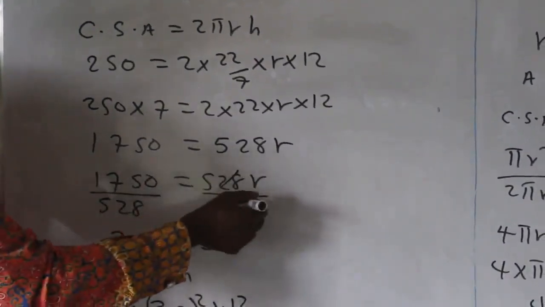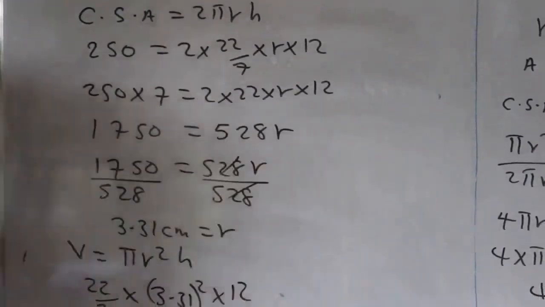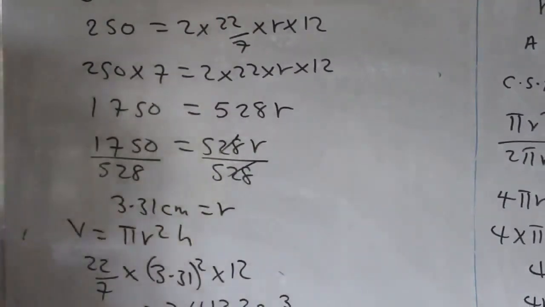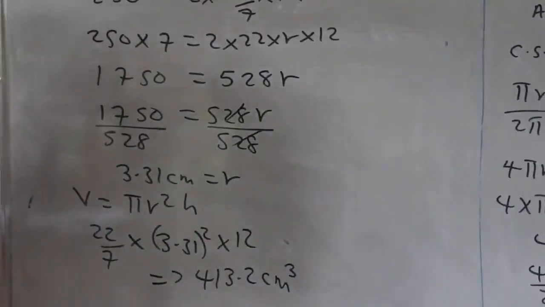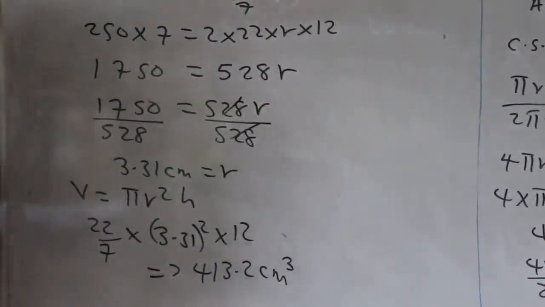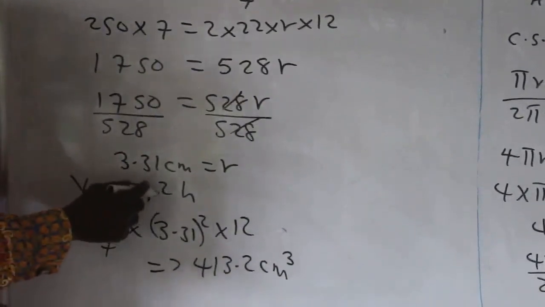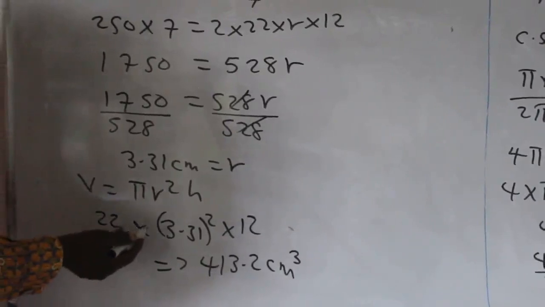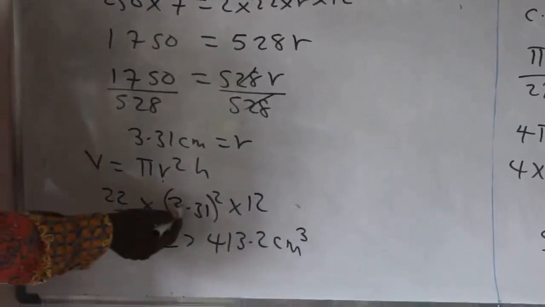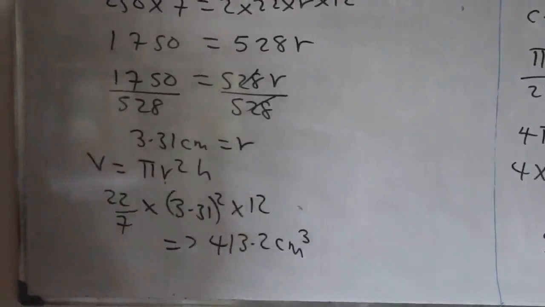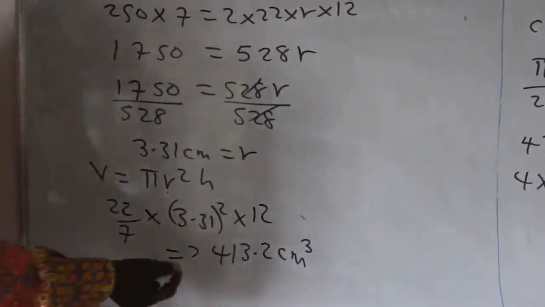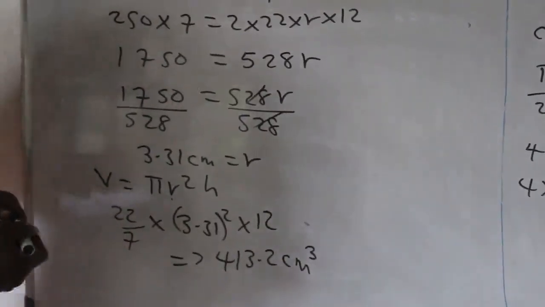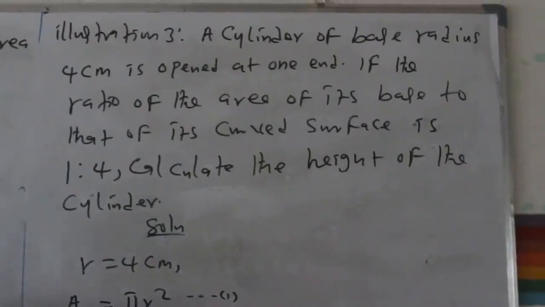528r over 528. This cancels this. You are left with r here. This divided by this will give you 3.31 centimeters. That is the radius. Then, the volume of the cylinder is given by pi r squared h. So our pi is 22 over 7 times, in place of r, we have 3.31 all squared times 12. That will give us 413.2 centimeters cubed. That is illustration 3.